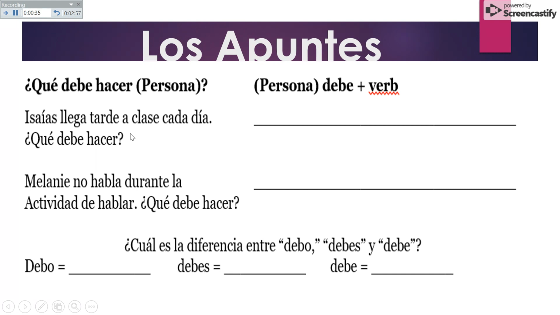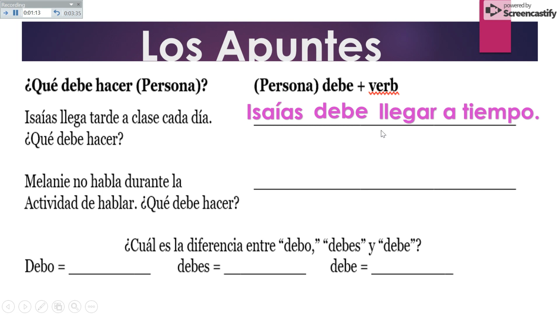So here we have in our first example, "Isaías llega tarde a la clase cada día. ¿Qué debe hacer?" Well, the first thing that we want to write is Isaías' name. Then we want to use our verb debe to say what Isaías should do. Then we want to put our verb in the infinitive form. Since Isaías llega tarde, which means he arrives tardy or late, we might recommend that he arrives on time. Take a moment to look at your vocab list and find the word for to arrive on time. That phrase is llegar a tiempo.